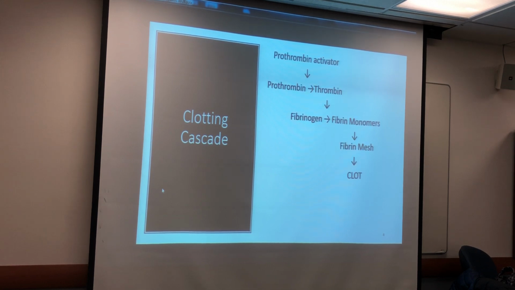So this is where both pathways lead, which is the prothrombin activator, which causes prothrombin to thrombin, and then thrombin causes fibrinogen to fibrin, and then fibrin turns into fibrin mesh, and then it attracts fibrin stabilizing factors, and then eventually forms a blood clot.